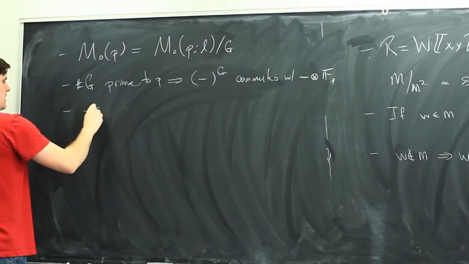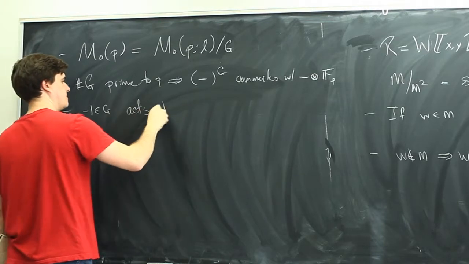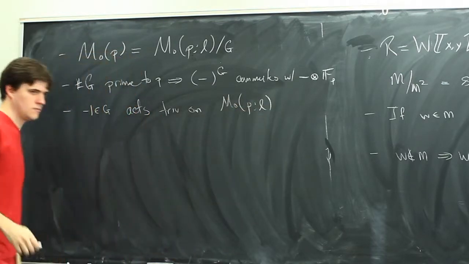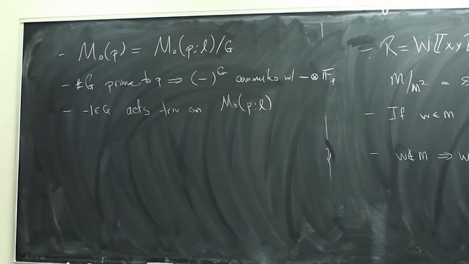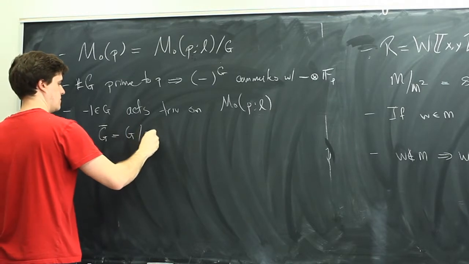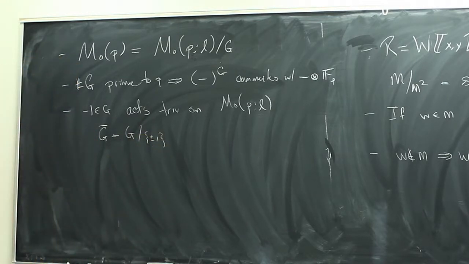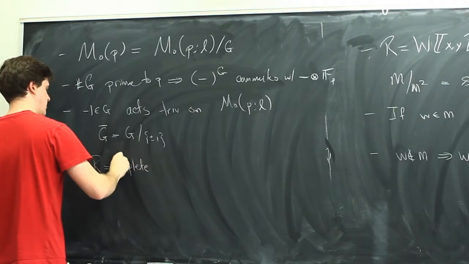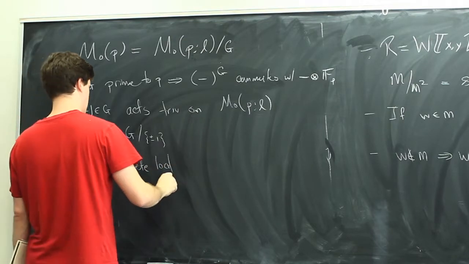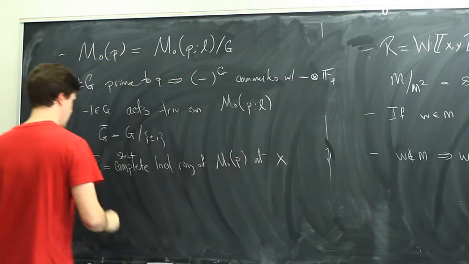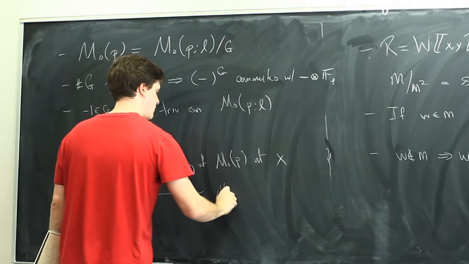So we know that minus 1 in G acts trivially on this space. Right? So I'm going to let G bar be the quotient. And that acts faithfully on that space. Okay, so let me write R for the strict complete local ring of M0P at some point X, and S for the same thing at some point Y above X.